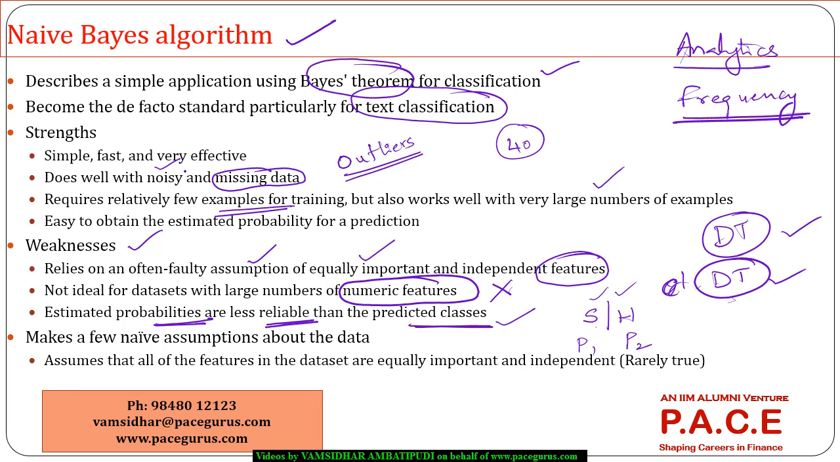The number of assumptions that it makes about the data is very limited. As I have already indicated as a limitation, the major assumption it makes is that all the variables I am considering are equally important and fully independent. In reality, we have to be very careful about that aspect, because that may not occur in reality.